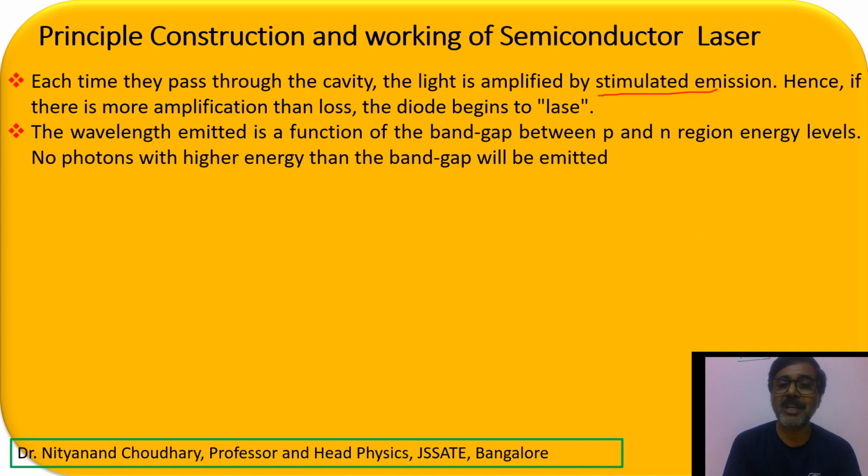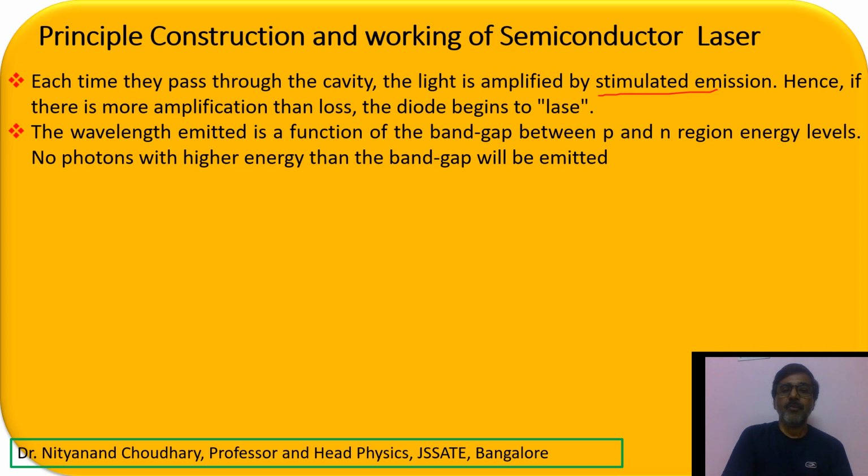So the two polished surfaces that you have, through that the electrons or photonic energy is going up and down many times, right? And every time it is doing up and down, or to and fro, it is gaining energy. Hence, if there is more amplification than loss, the diode begins lasing.